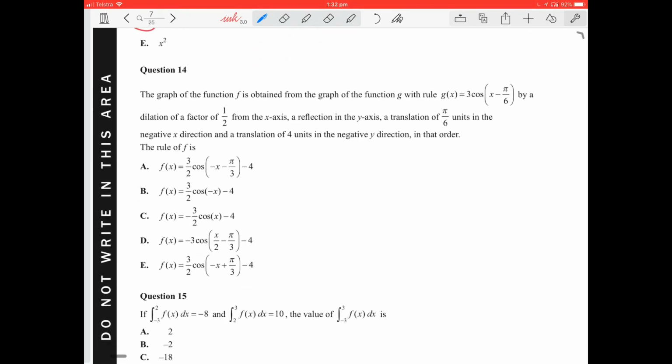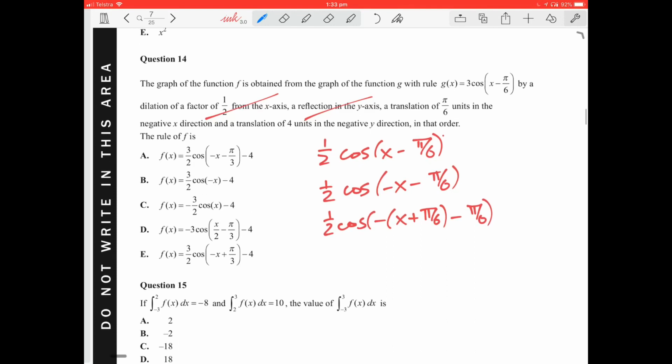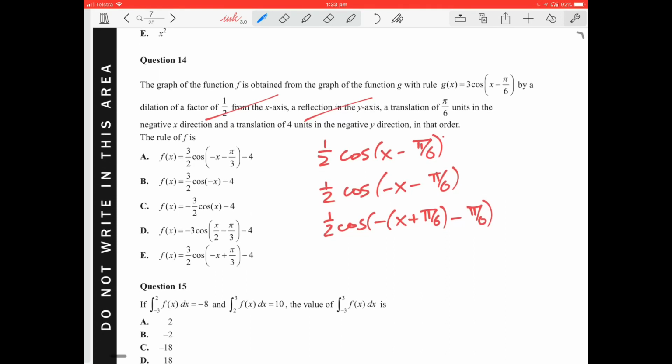Okay, the graph of the function is obtained by a dilation of factor half from the x-axis. So with a half from the x-axis, it's going to be half cos x minus pi on 6. Reflection in the y-axis, so a half cos minus x minus pi on 6. Translation of pi on 6 units in the negative x direction, so half cos negative x plus pi on 6 minus pi on 6. And 4 units in the negative y direction, in that order.